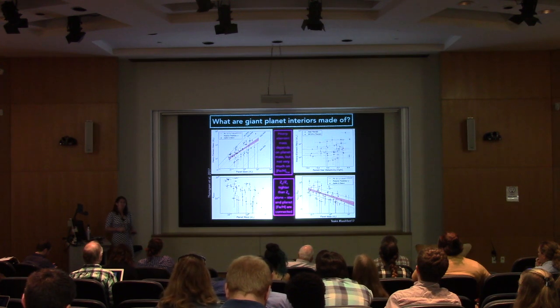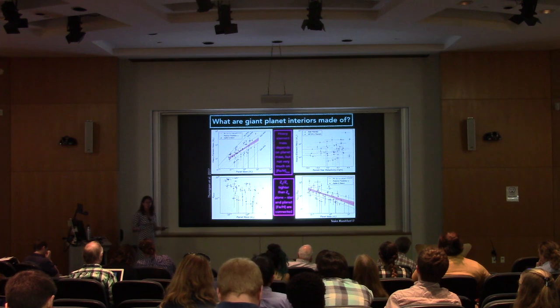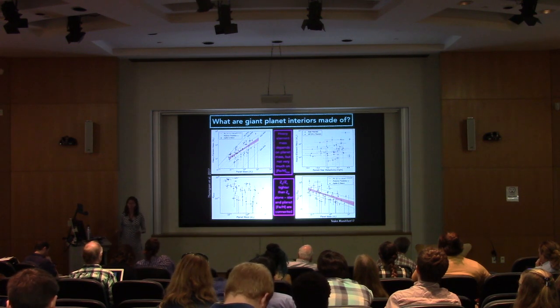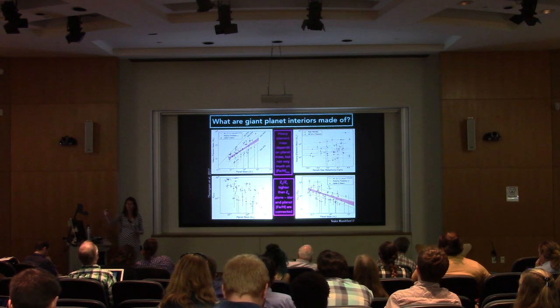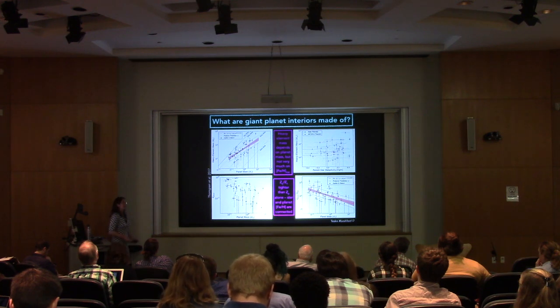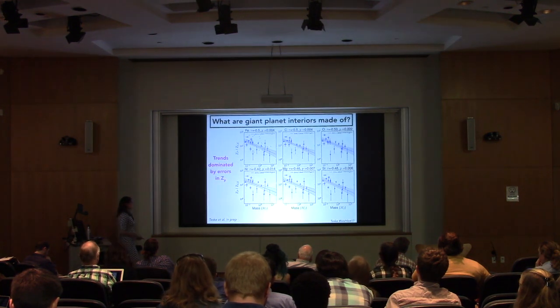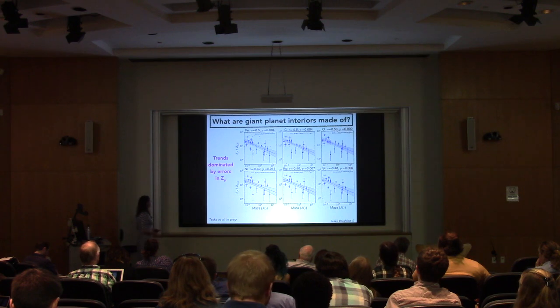So we're looking at other elements besides just iron, because there's really no reason to assume that giant planet interiors would have a lot of iron. If they're forming far out in the disk, maybe they would be dominated by water ice or carbon ice of some kind.